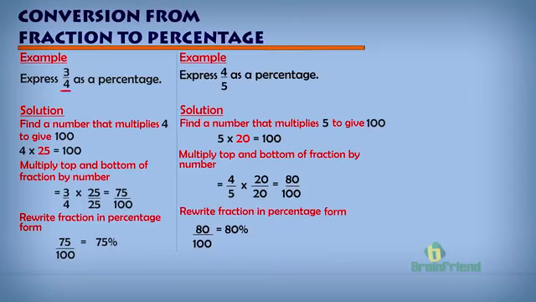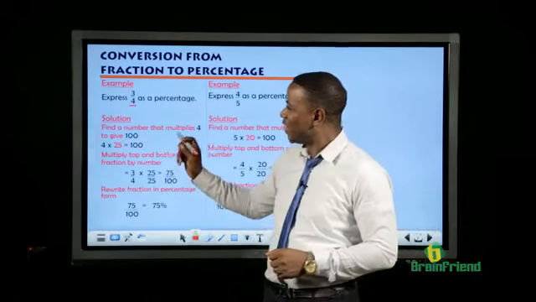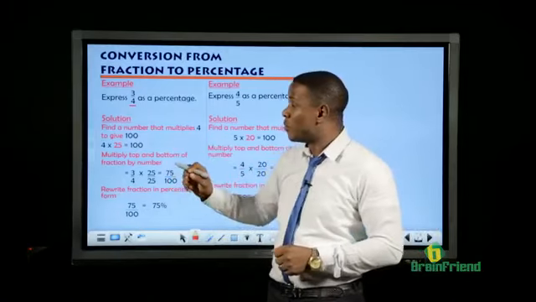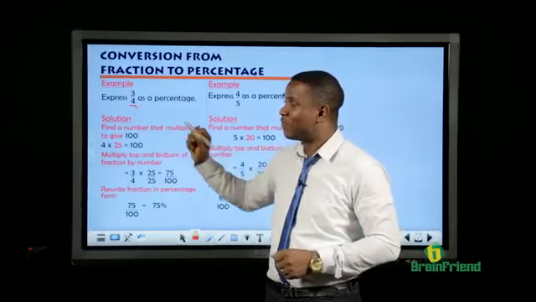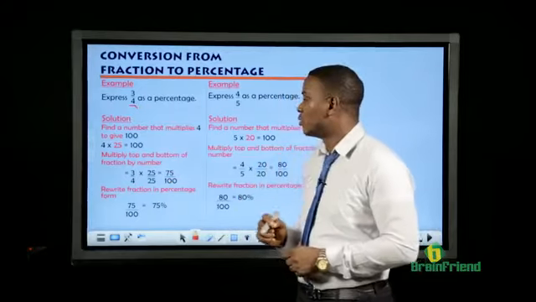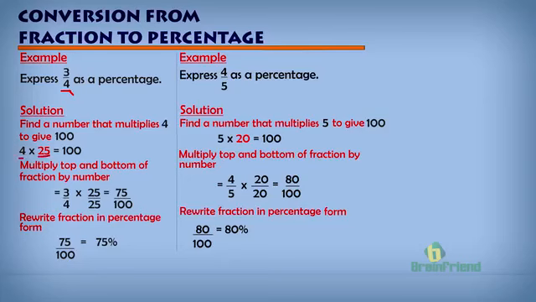If you were asked to express 3 over 4 as a percentage, what do you do? First again, we find a number that when we multiply it with our denominator, which is 4 here, it would give us 100. 4 times 25 will give us 100. It means that 25 is a number we are very much interested in. Next, we multiply both the top of our fraction and the bottom, that is the numerator and denominator, by the same number. 3 over 4 times 25 over 25.